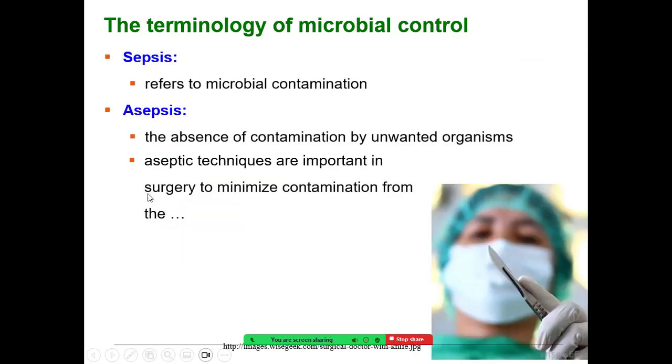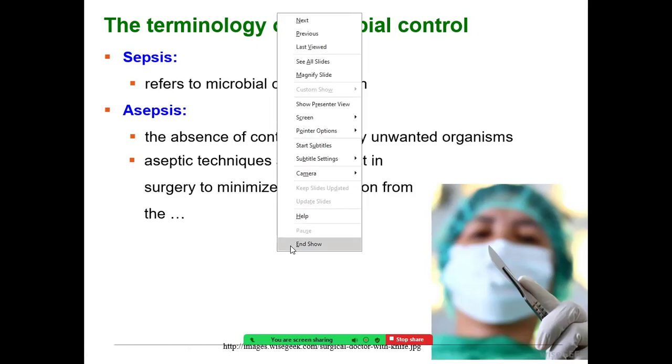Okay, sepsis refers to microbial contamination. Asepsis is the absence of contamination by unwanted organisms. You learned aseptic technique in microbiology. It is an important technique in surgery to minimize contamination from the surgical environment, such as the blade, the doctors, the air even. Any question about any of that?